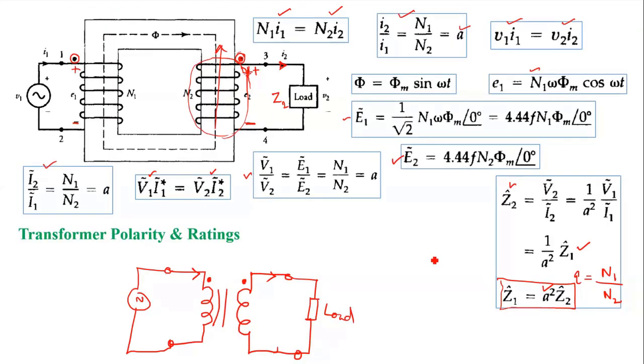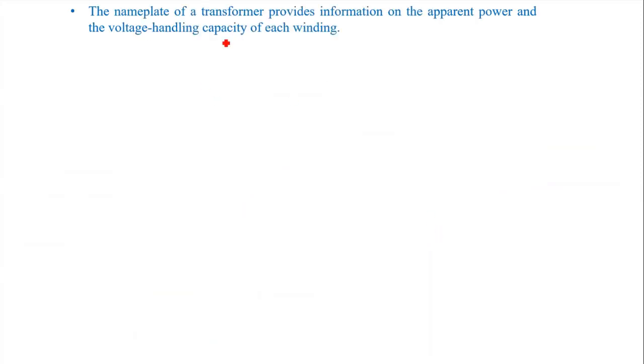Now we'll talk about the ratings of the transformer. So what is the rating of a transformer? Whenever you have an opportunity to go to a power transformer, go near the power transformer, there is a nameplate rating. You will see there is a nameplate, and in that nameplate you will see some values written. What are the values generally mentioned in the nameplate?